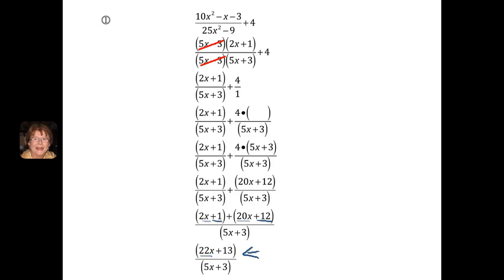At the end of your work, always verify. Make sure that you cannot factor it. Well, if we look at the numerator, that cannot be factored. So when it cannot be factored, we're done. We've completed simplifying the rational expression.